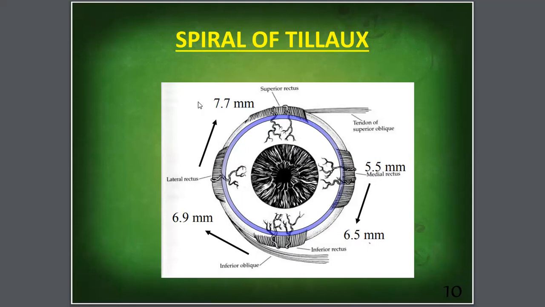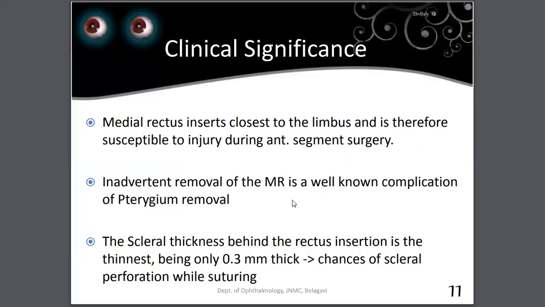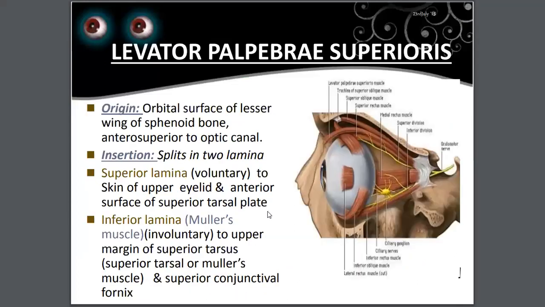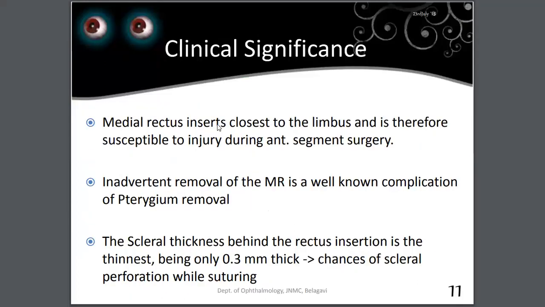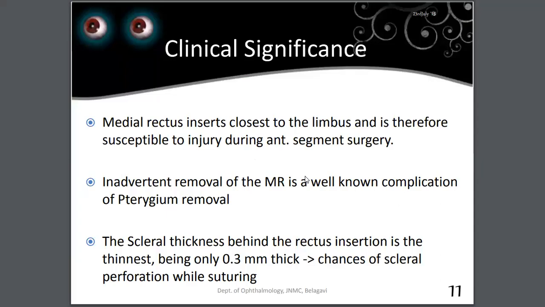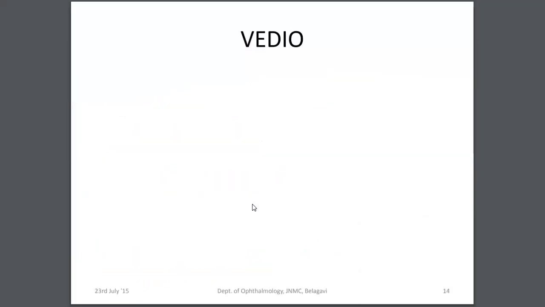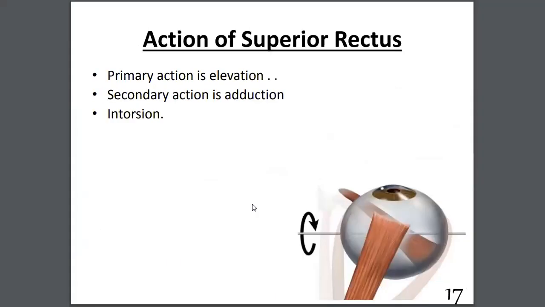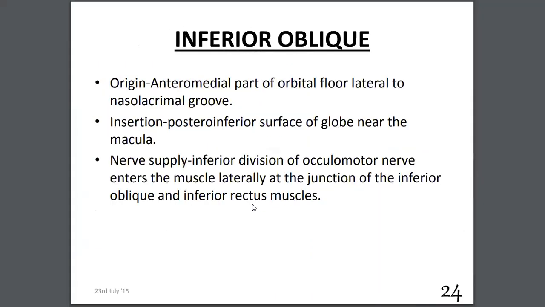This ring is actually called the spiral of Tillaux. Okay, then, because medial rectus is inserted close to the limbus, how much is it? 5.5 mm when you compare to the other. Sclerocorneal junction is limbus, I said. So therefore it is susceptible to injury during ophthalmic surgeries. Okay, then. So after that, superior rectus, inferior, medial, lateral rectus we did.